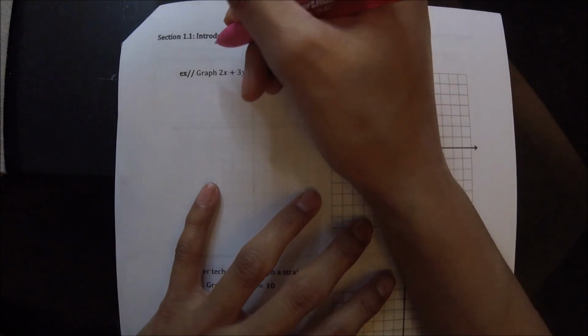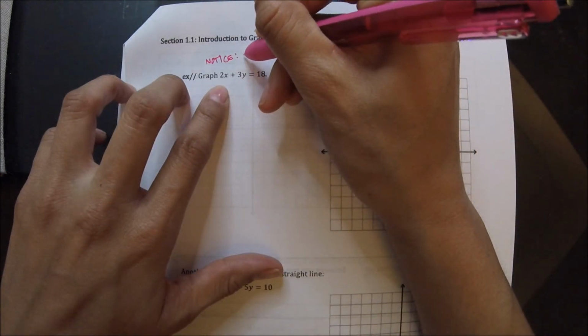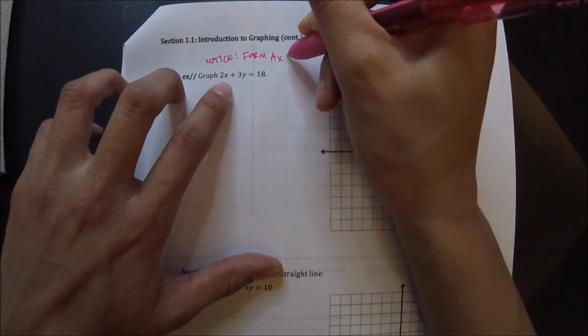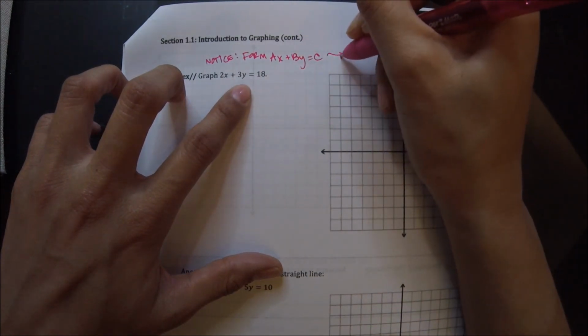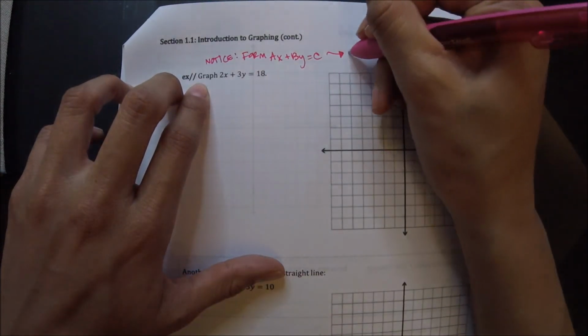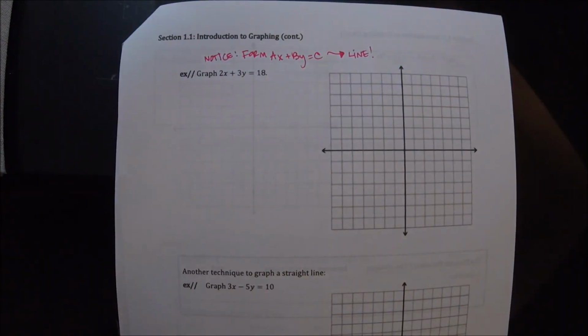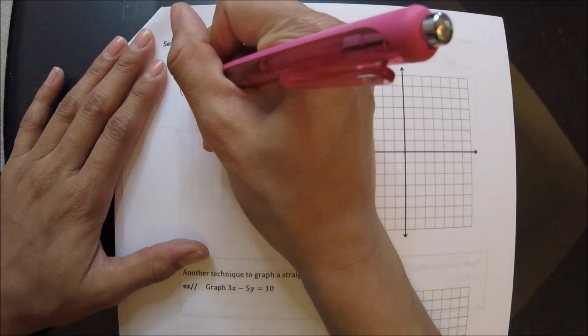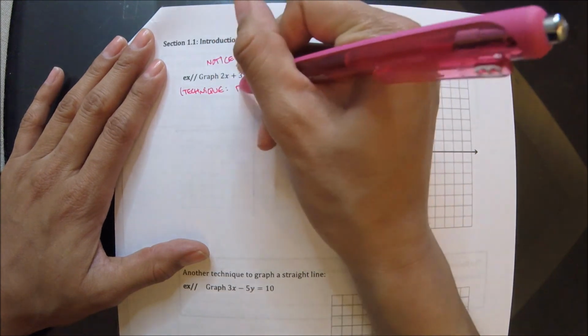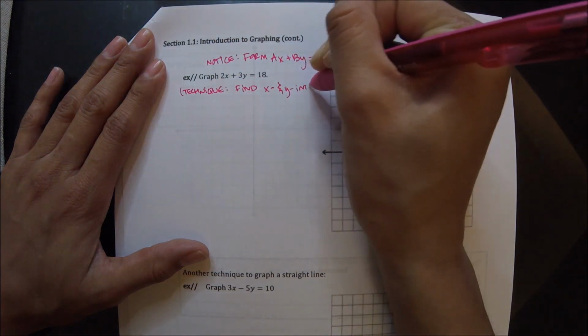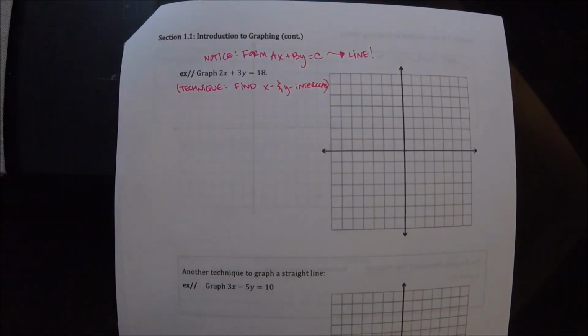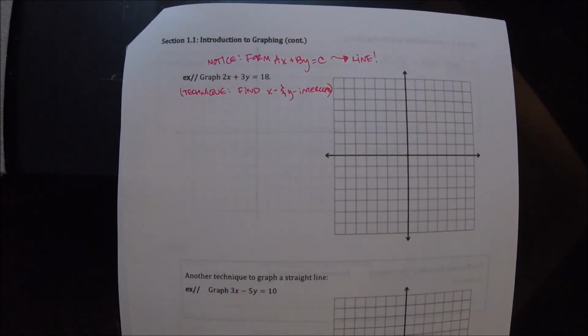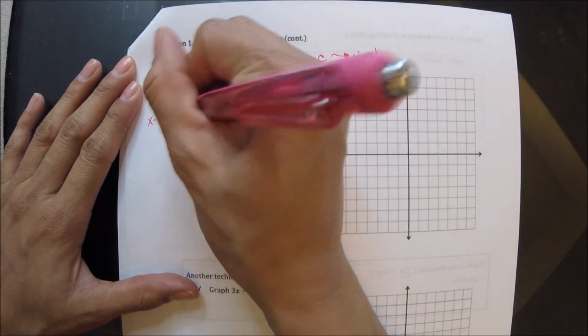So this is one technique to graph straight lines. First of all, notice that this equation here is in the form ax plus by equals c. So that means if we graphed this, it should create a line. And we're going to use the technique of finding the x and y intercepts. There's other techniques, but for now, this is what we'll start with. We just talked about how to find the x and y intercepts. We'll start with the x-intercept.